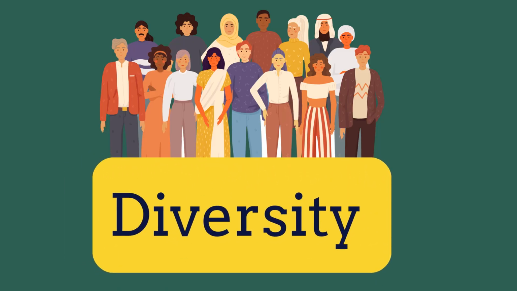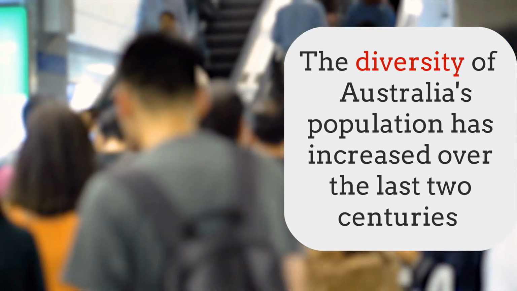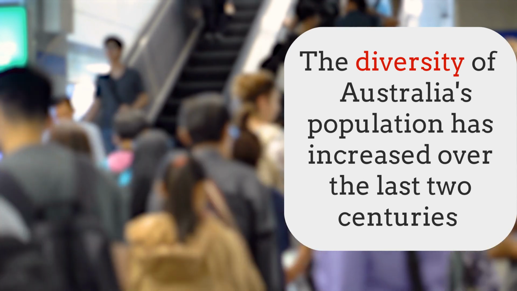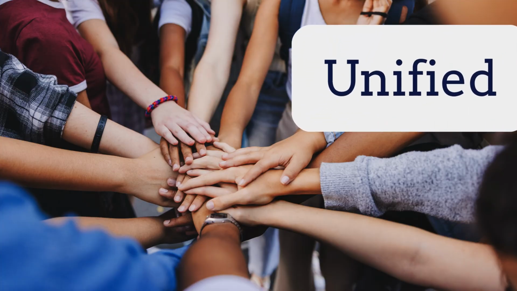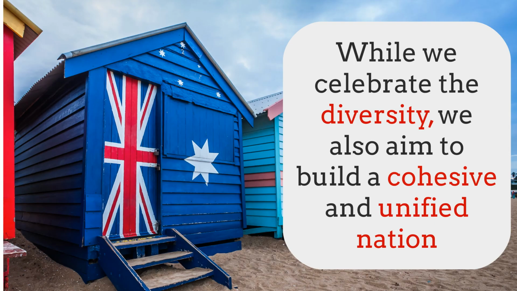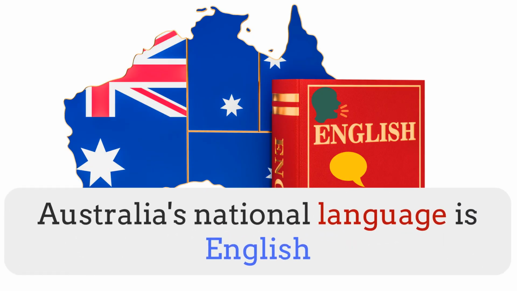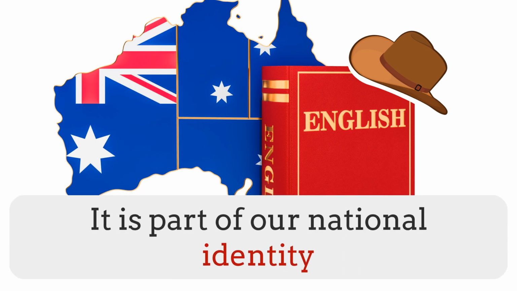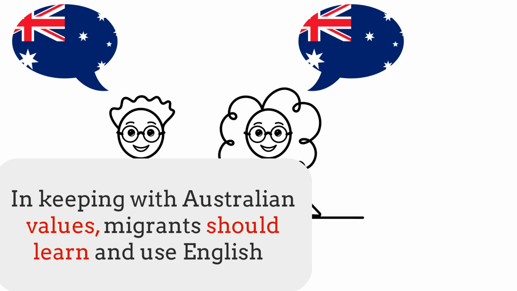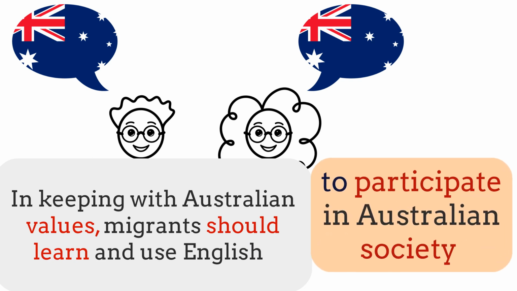Diversity. The diversity of Australia's population has increased over the last 2 centuries. While we celebrate the diversity, we also aim to build a cohesive and unified nation. Australia's national language is English. It is part of our national identity. In keeping with Australian values, migrants should learn and use English to participate in Australian society.